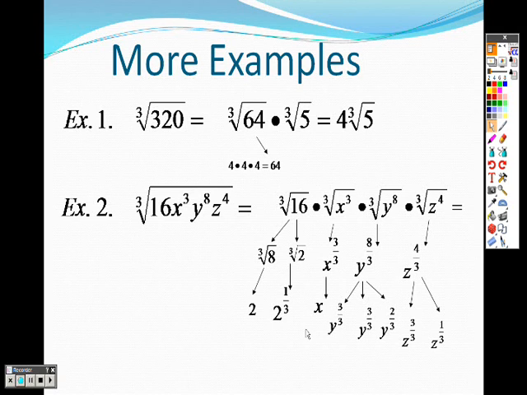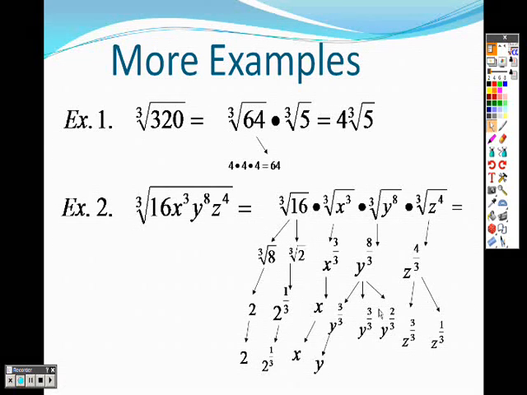So I'm going to keep simplifying here. I get a 2. 2 to the 3rd. I get an x. This is y to the 3 over 3, so that simplifies. 3 divided by 3 is just y. This is 2 over 3. Can't simplify it anymore. This is 3 over 3. That simplifies to 1. And this can't simplify anymore.